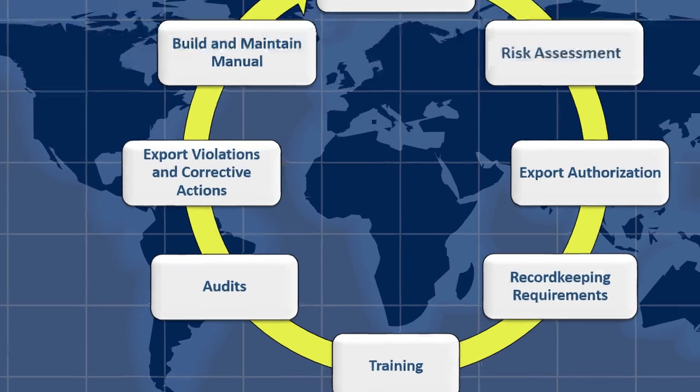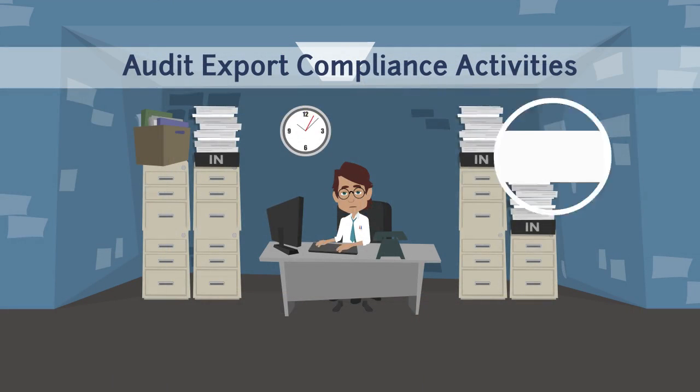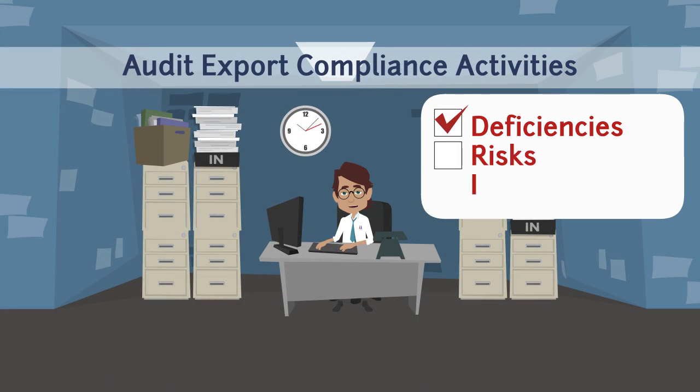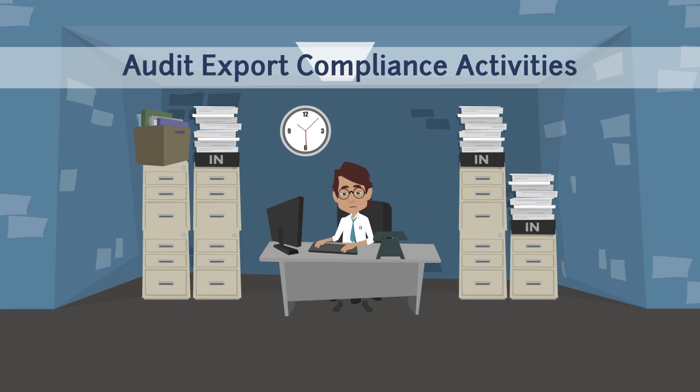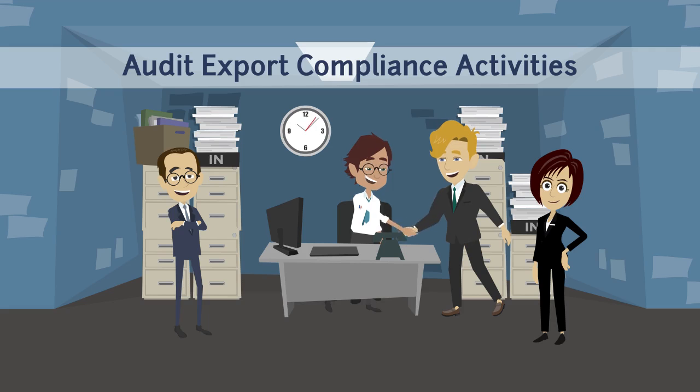Element 6 is audits. Build an audit mechanism into your compliance program. The purpose of the audit is to identify compliance deficiencies, risk, and inconsistencies between your company's stated exporting policies and its actual practices. If resources allow, consider using a third-party auditor for an unbiased evaluation of your organization's compliance program.